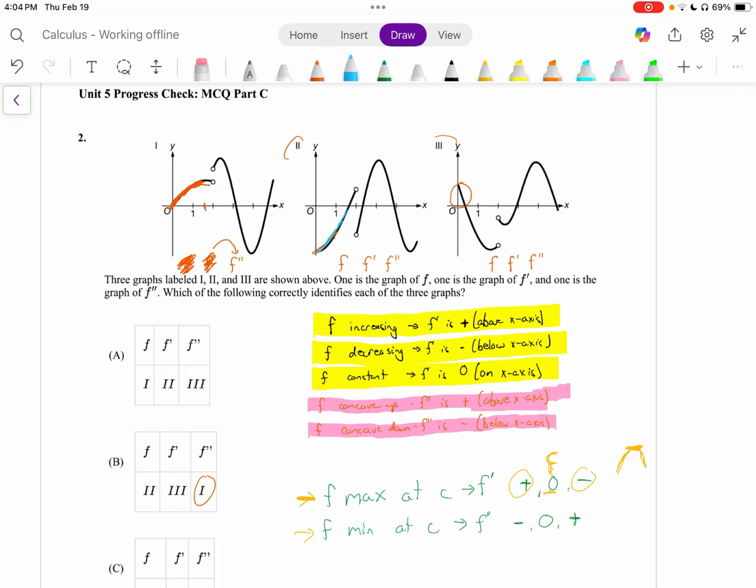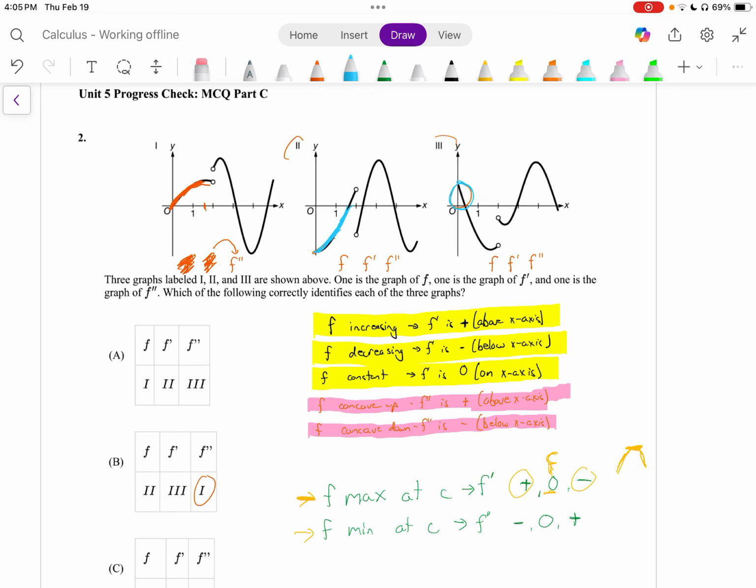From 0 to about 1.5. And so that would mean my first derivative would have to be increasing from about 0 to 1, or would have to be positive from 0 to 1.5. Well, that is not. So it can't be that one.